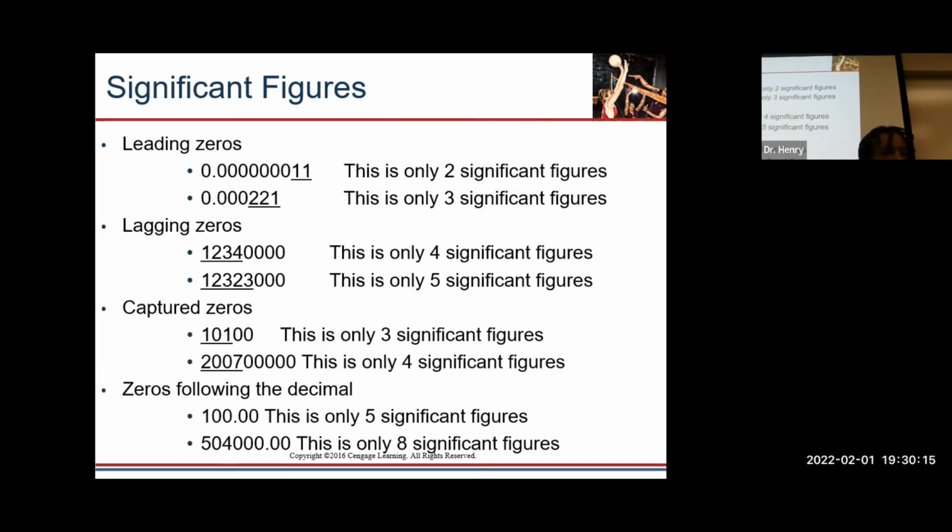Okay, so this is just basically showing you that in the very first case, these leading zeros are not going to be significant. Only the non-zero numbers are going to be significant. These are lagging zeros. In this case, since there's not a decimal, those lagging zeros are not significant. So this guy only has 4 sig figs. These are captive zeros. They're stuck in the middle, so they become significant. Okay?